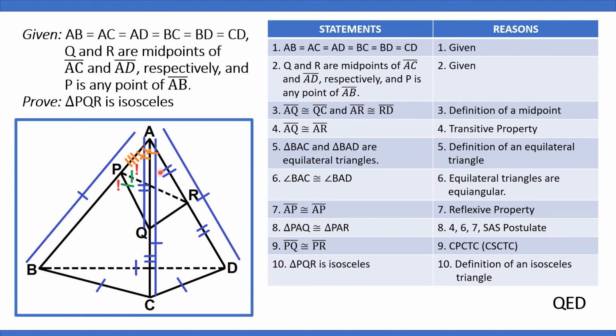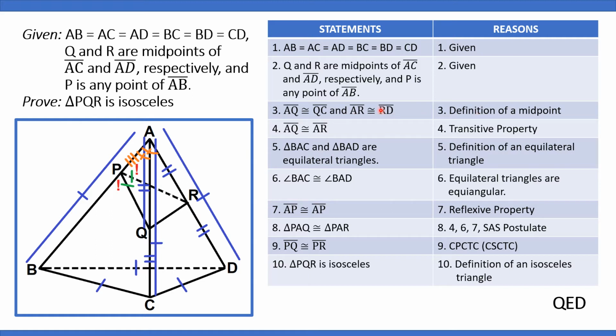So here is the formal proof. Statement 1, AB is equal to AC equal to AD equal to BC is equal to BD is equal to CD, given. Statement 2, Q and R are midpoints of line segment AC and line segment AD respectively, and P is any point of line segment AB, given. Statement 3 is the consequence of statement 2, that line segment AQ is congruent to line segment QC and line segment AR is congruent to line segment RD by the definition of a midpoint.